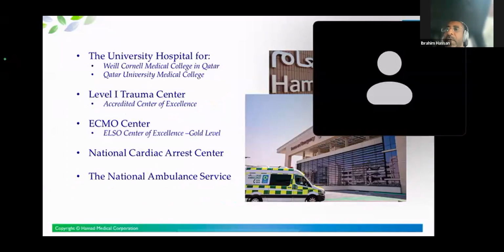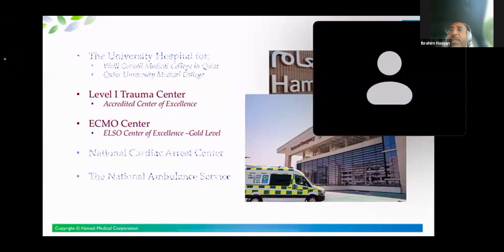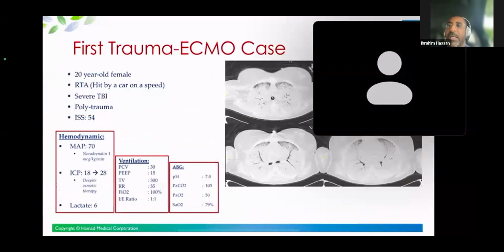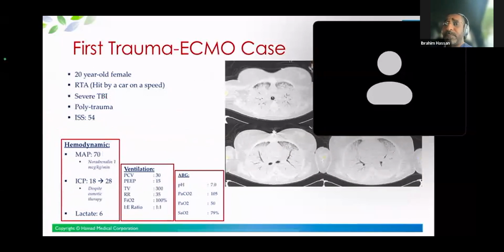Hamad General Hospital is the main hospital that we work at, a tertiary coronary center. It's the university hospital for Weill Cornell and Qatar University, the National Ambulance and National Cardiac Arrest Center, and also an accredited Center of Excellence as a level 1 trauma center. It's also a Center of Excellence for ECMO, at a gold level that is going to be platinum hopefully next year, and that allows us to study this population a bit more. The first case that we did on trauma was actually our 4th case in 2014.